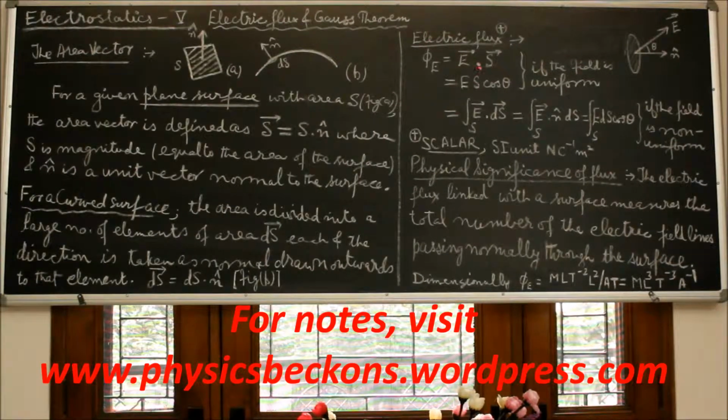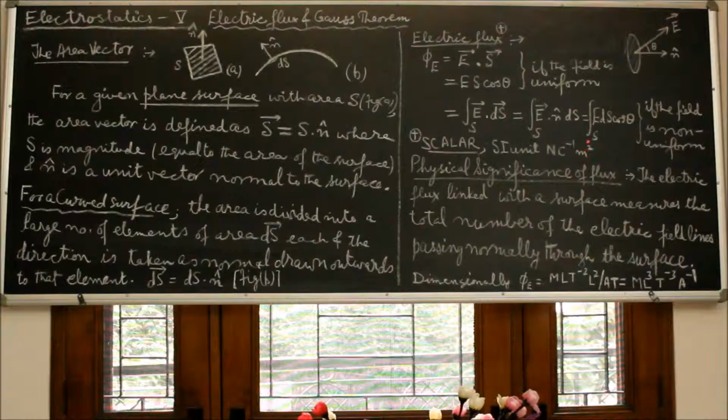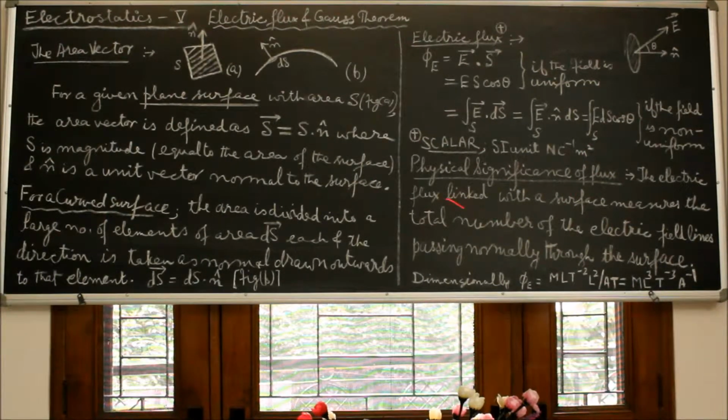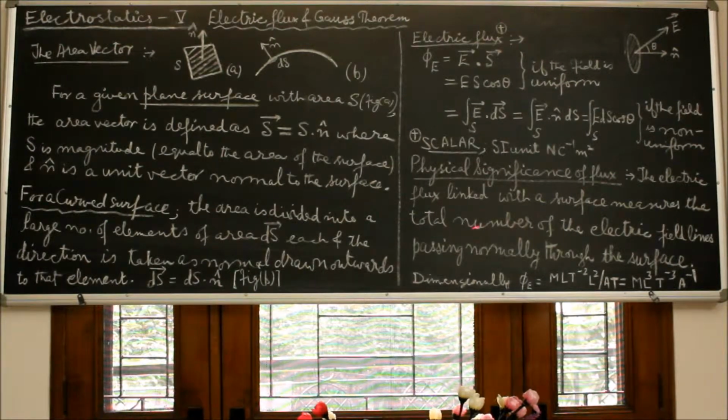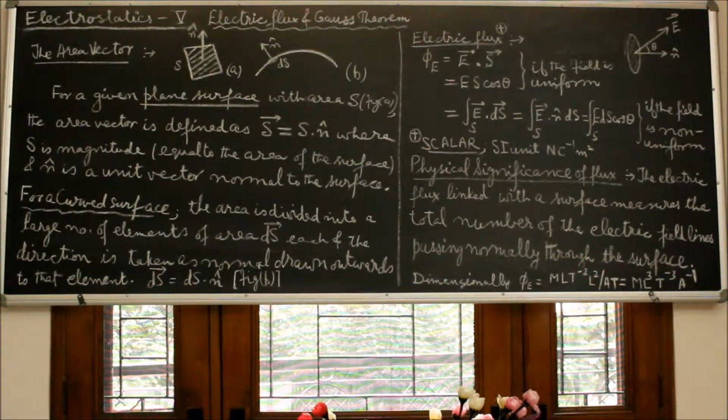Electric flux, being dot product of electric field intensity and area, is a scalar quantity. Its SI unit is unit of electric field intensity, that is Newton per Coulomb, multiplied by unit of area vector, that is meter square. The physical significance of electric flux is it's a measure of the total number of electric lines of force which pass through this surface and normal to the surface.